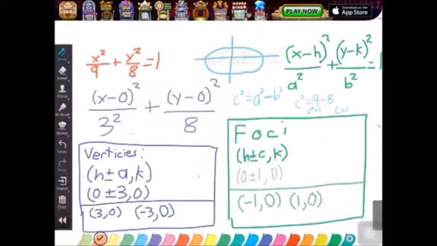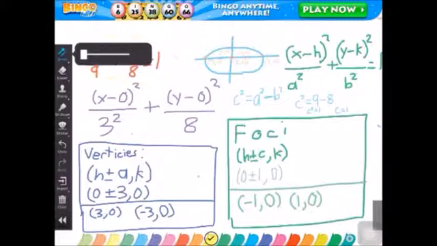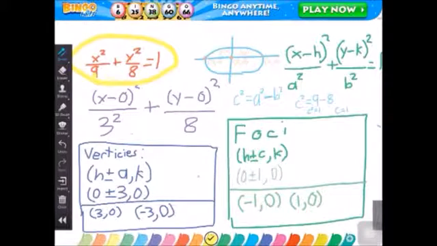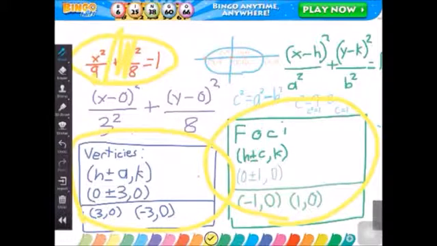Alrighty, so now we took the equation of an ellipse and we were able to figure out the vertices and the foci of the ellipse just with this equation.